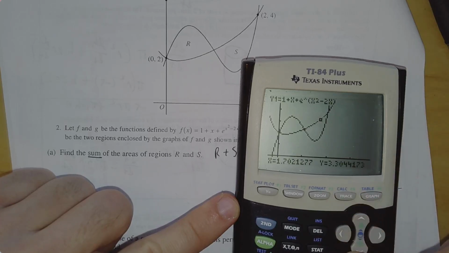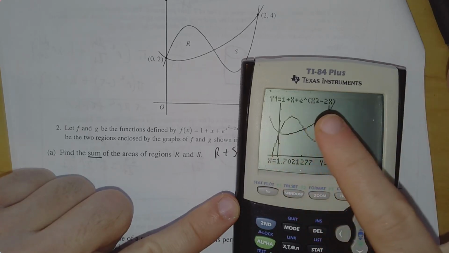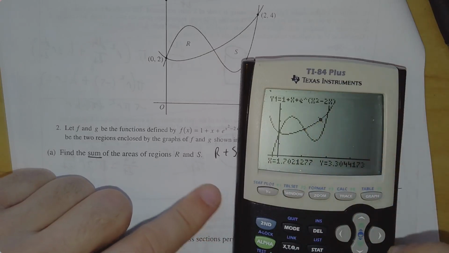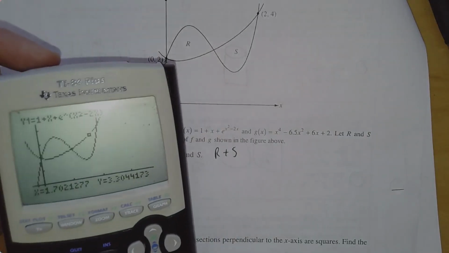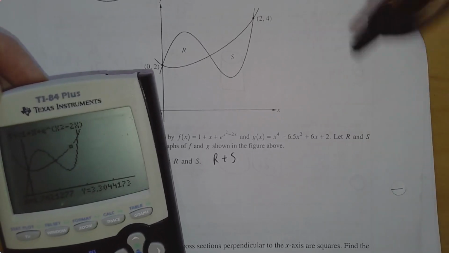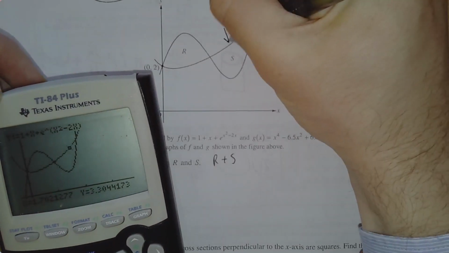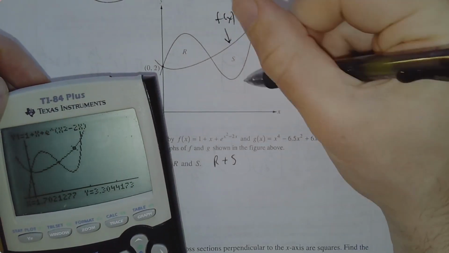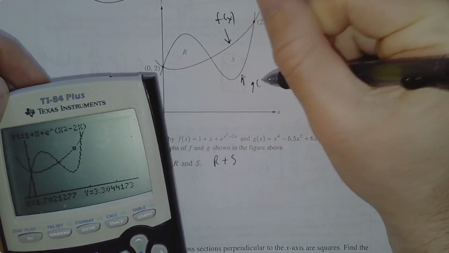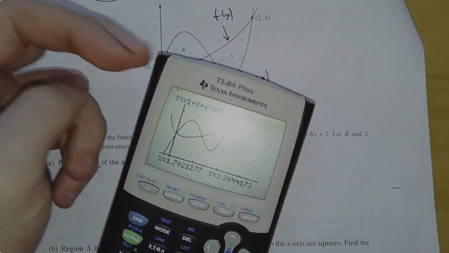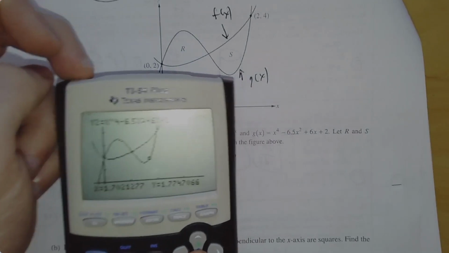We can click trace, and so I can see that top one is the 1 plus x function, so that's the f of x. So I'm going to go ahead and label this as f of x, and this one is g of x, right, by process of elimination. And I can go up and down the d-pad to see that that is indeed g of x.